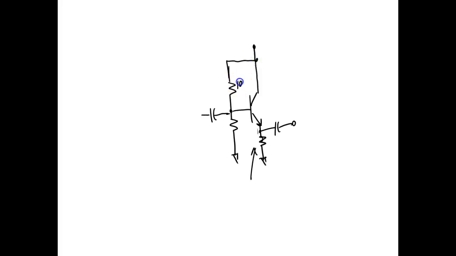So let's say this is 10K. Normally these are pretty close to the same size. And let's say this is a 1K. And let's say I come up here and I put 20 volts on it right there. Okay, guys, what would VB be? Don't even know calculator. What would VB be?